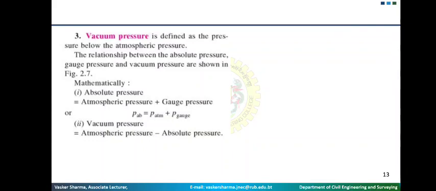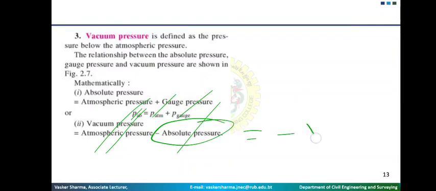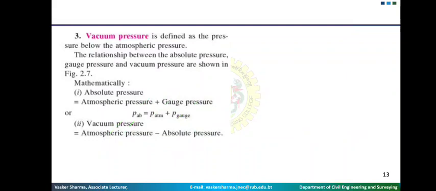Mathematically, absolute pressure is atmospheric plus gauge pressure, and vacuum pressure is atmospheric minus absolute pressure. Since absolute pressure is lower than atmospheric pressure in a vacuum, what you get for vacuum pressure is usually negative. So these are the three terminologies.